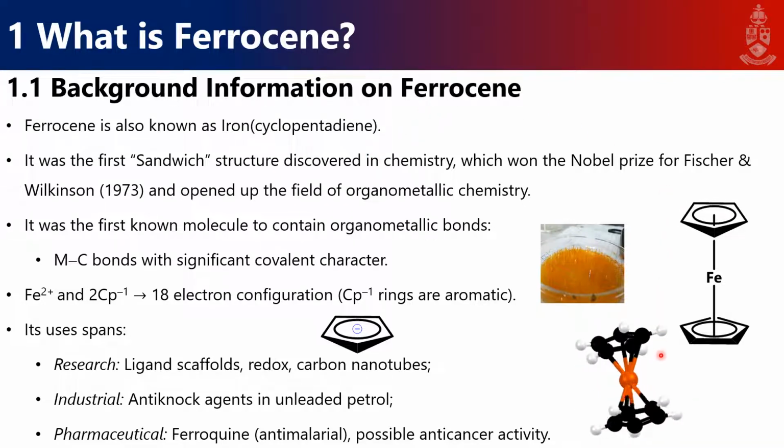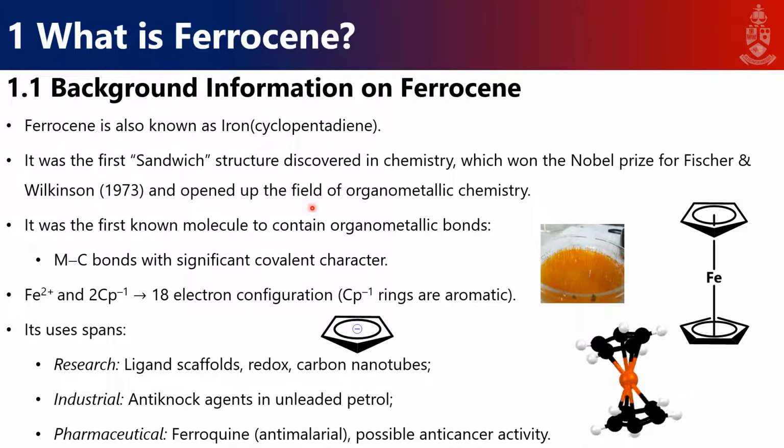Now, ferrocene is a compound with a molecular structure or a line structure that looks like this. And that is why it's called a sandwich structure, because it's an iron center which is sandwiched between two cyclopentadiene rings. It looks like a sandwich, exactly how you would build a sandwich. And it's actually the compound for which Fischer and Wilkinson won the Nobel Prize in 1973.